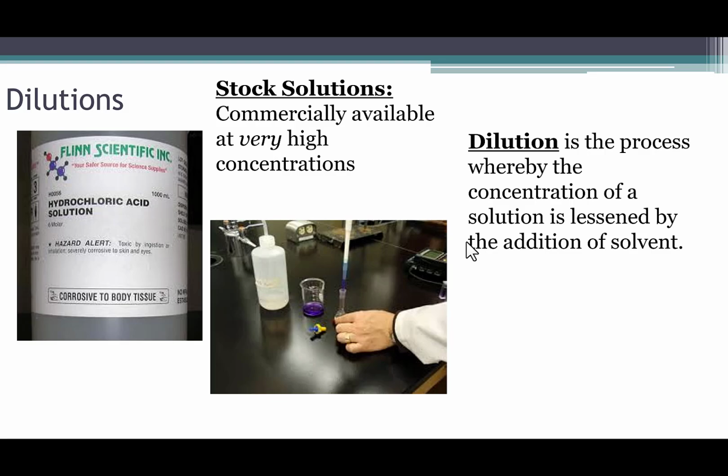So dilution is a process where the concentration of a solution is lessened by adding a solvent. The solvent in this case would be water. So we add a little bit of hydrochloric acid, mix it with a whole lot of water. Now the concentration of the hydrochloric acid has been decreased and is a lot more user-friendly.